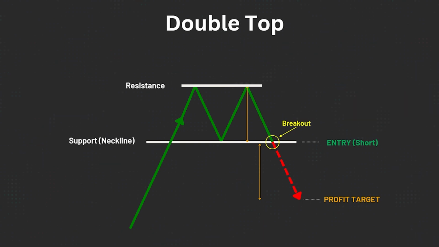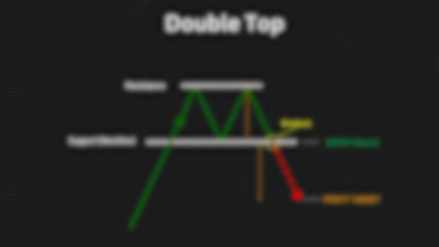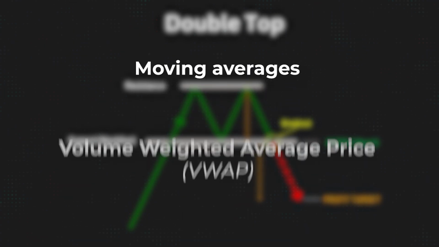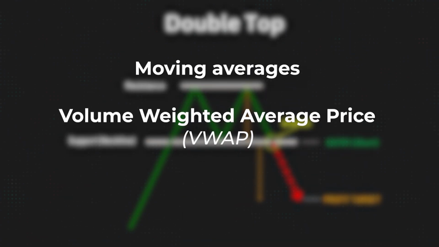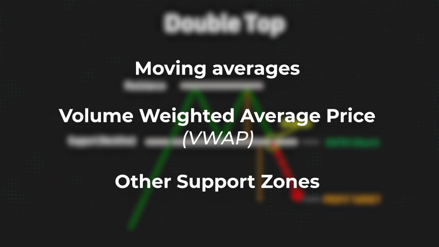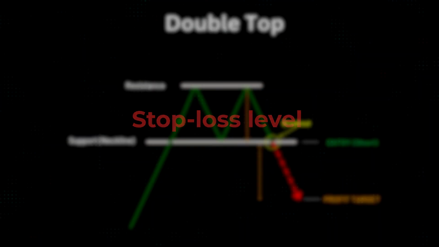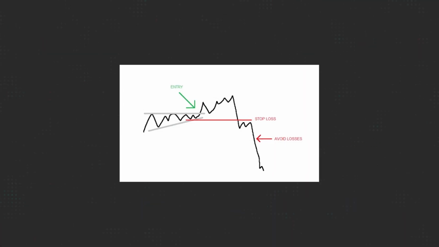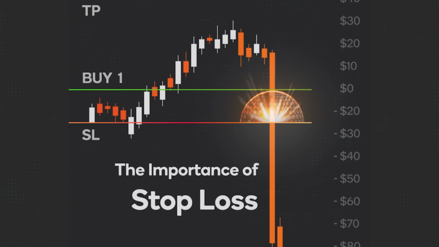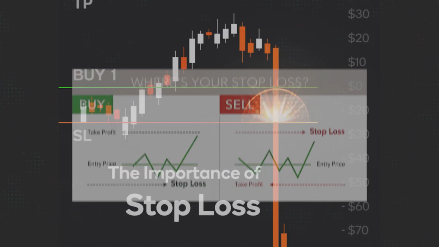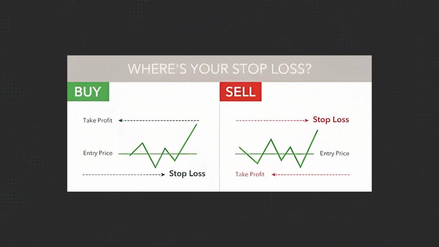More conservative traders might aim for earlier profit targets, like key support areas such as moving averages, volume-weighted average price, otherwise known as VWAP, or other support zones. I'll cover these indicators and much more in my future videos. Now let's talk about stop loss level. A stop loss is simply a point where traders cut the trade to minimize their losses if things go against them. I'm a big advocate for always using stop loss, especially as a beginner trader.